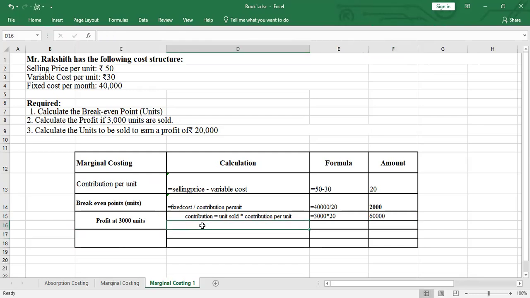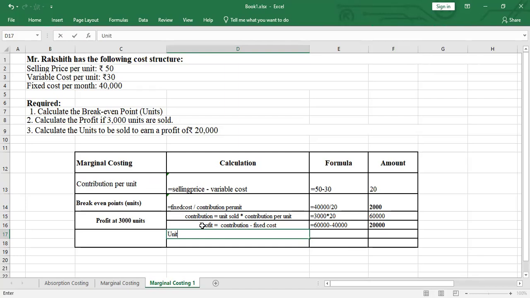Now, once we know this contribution, next is very, very simple, which is profit equals contribution minus fixed cost. Contribution, as we have ascertained, 60,000 minus fixed cost, which they have given in the question, 40,000, answer will be 20,000. So, if you sell 3,000 units, you will get 20,000 rupees profit.